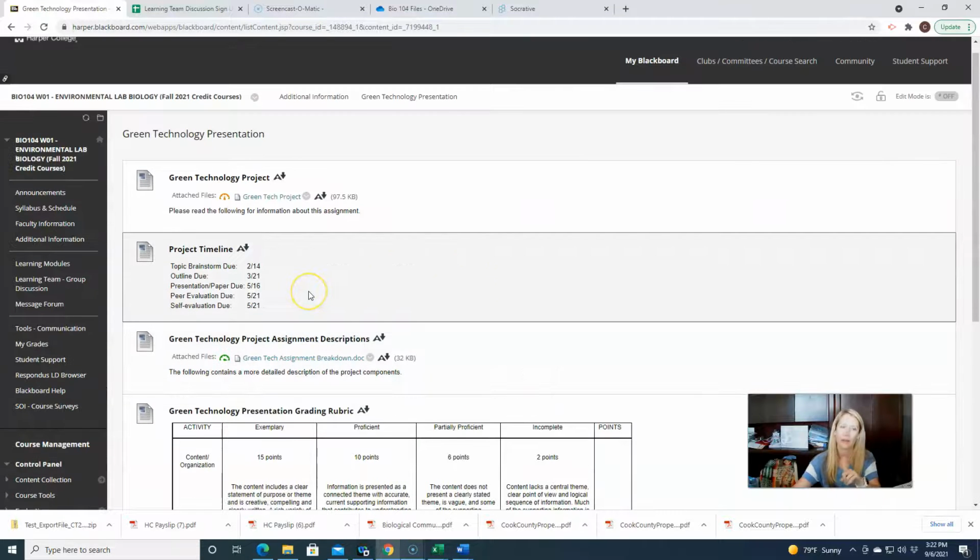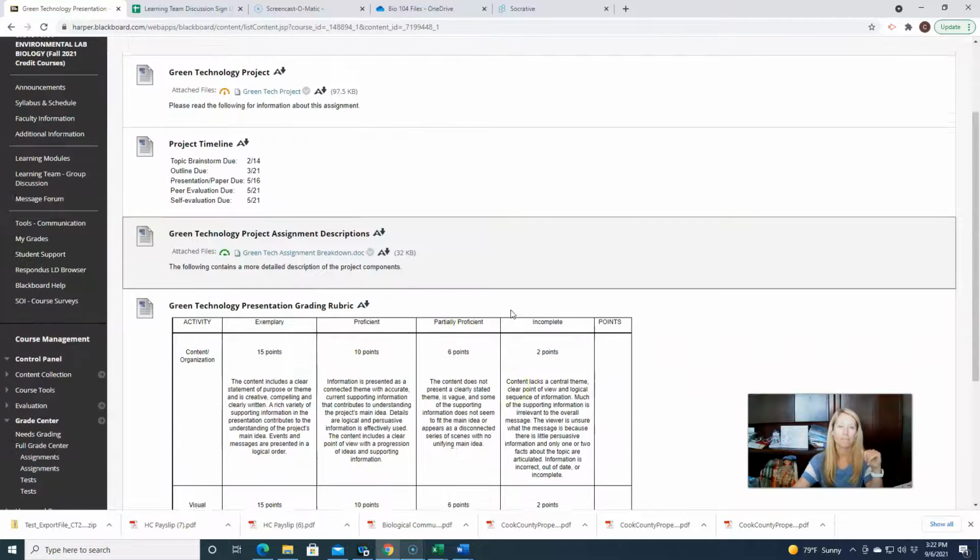Oh, and I apologize right now. I just realized that I have the timelines for my spring class versus my fall class. So forgive me, I will fix all of these times. But here's essentially what it is.